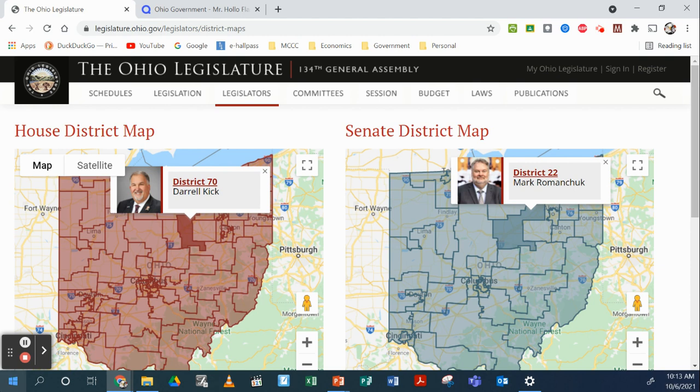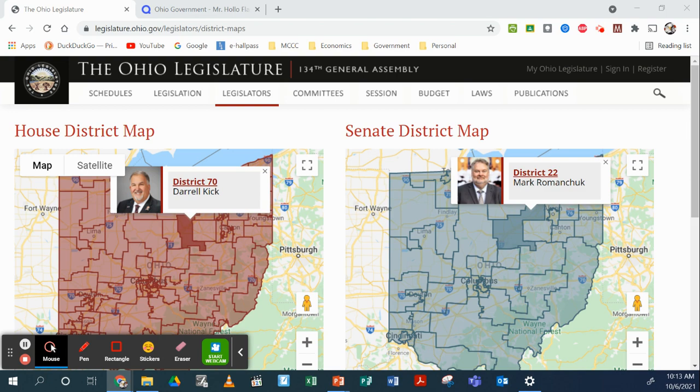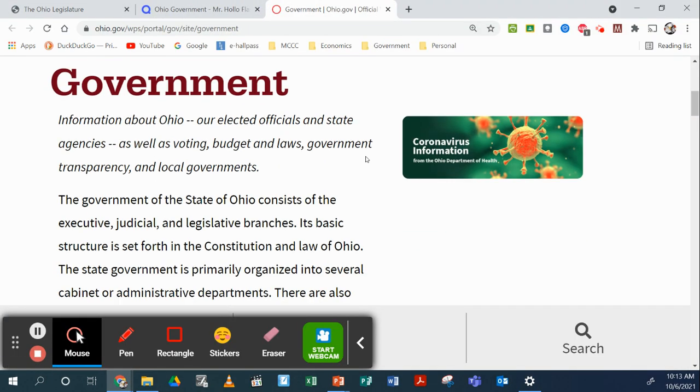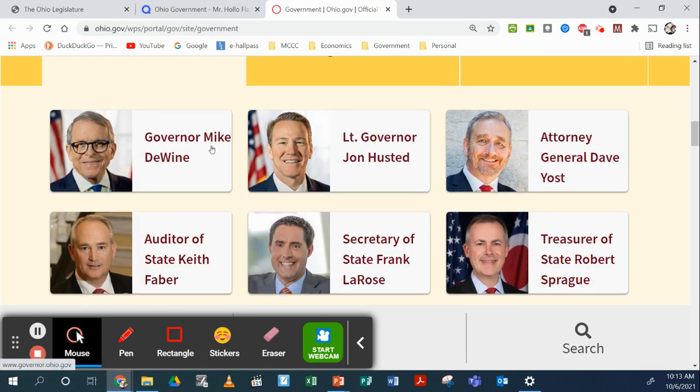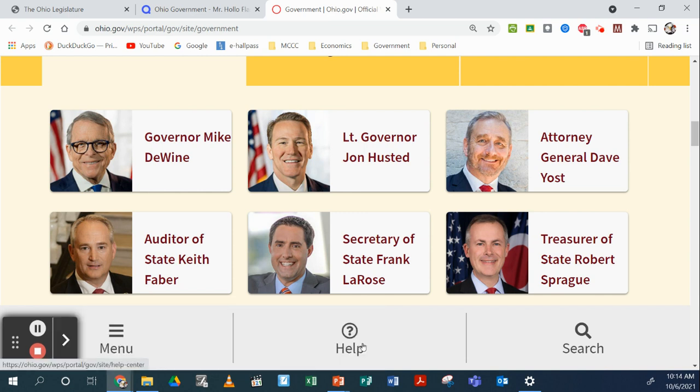And then the Ohio Governor Executive Branch people. This is where you could have gotten that information about who they are and their names. So you got DeWine, Husted, Yost, Faber, Frank LaRose. Frank is actually running for the Senate position, I think, because there's an opening. Rob Portman is stepping down. So when the next election comes up, our current Senator Robert Portman is not going to run again.